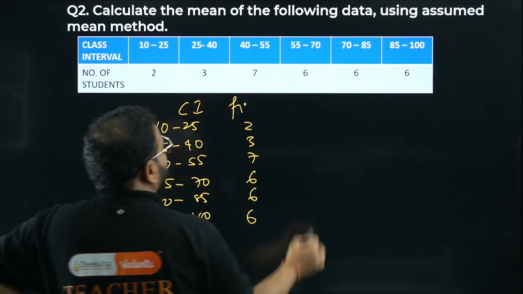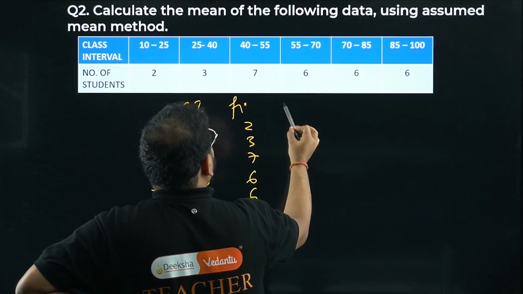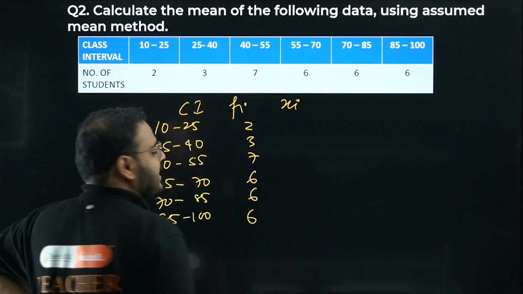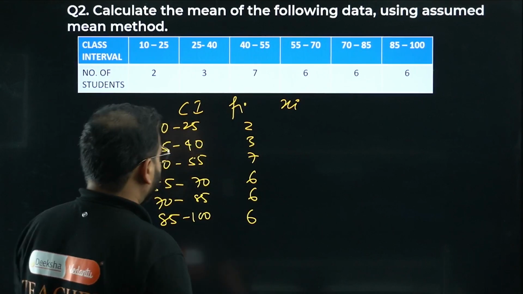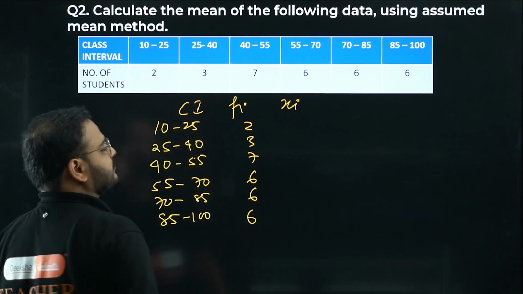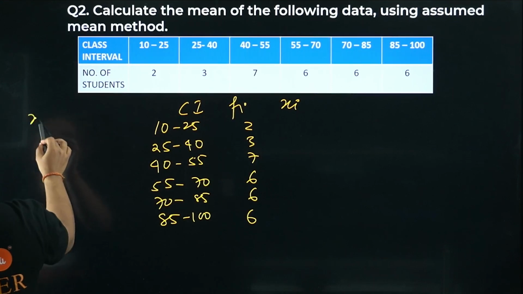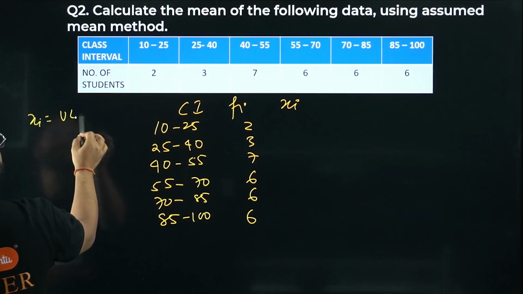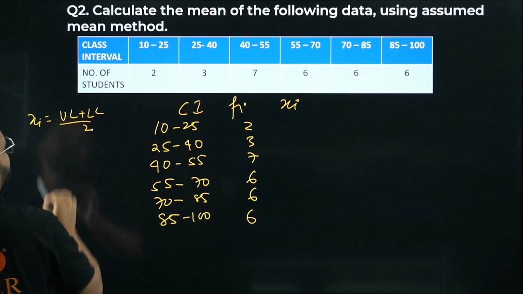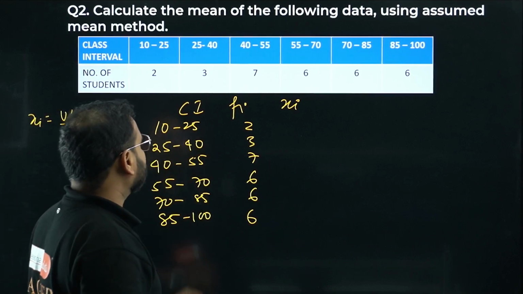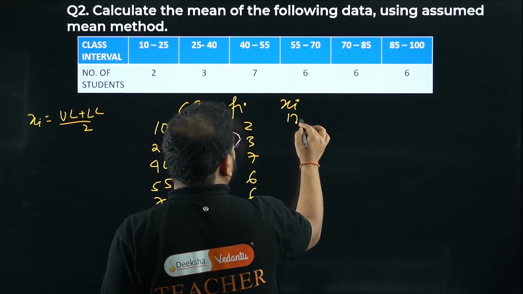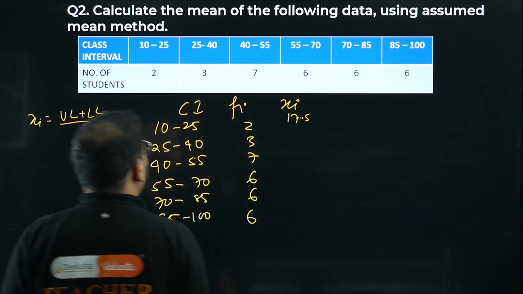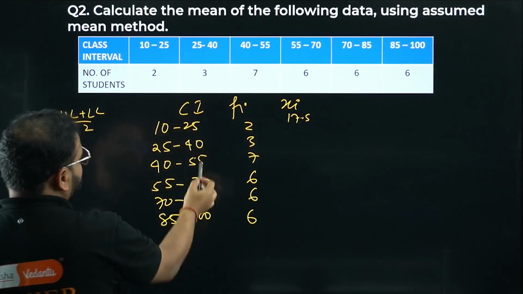What is the next thing we need? We need class marks, sir. Xi is always required. Remember this, xi equals upper limit plus lower limit of the class interval divided by 2. 25 plus 10 is 35 by 2, 17.5.